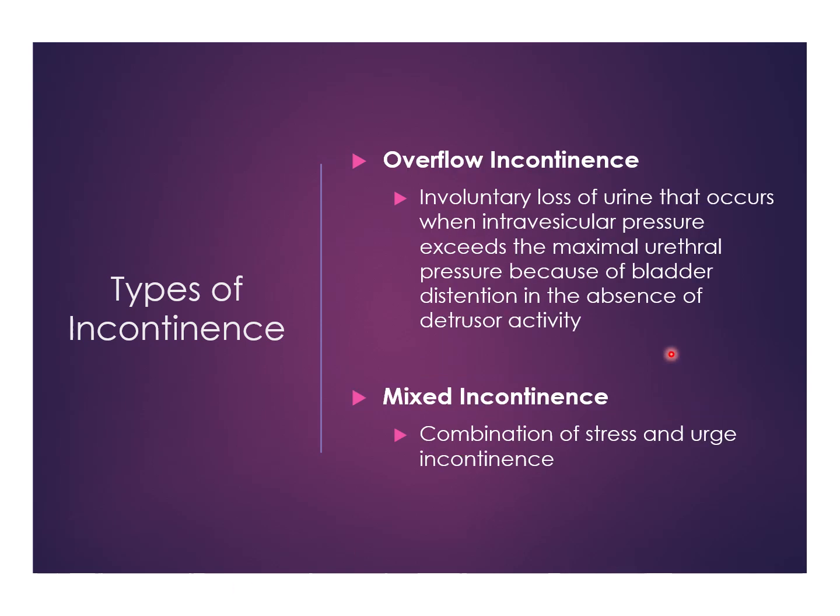Other types are overflow incontinence. This is when we have an involuntary loss of urine because of an increase in intravesicular or intrabladder pressure that exceeds the maximal urethral pressure. So this is usually because the bladder has become so distended because of a loss of detrusor muscle activity that pressure rises so much that urine actually leaks out through that now lower pressure urethra. And then we can also have mixed incontinence, where we have combinations of stress and urge incontinence as kind of one of the most common types.